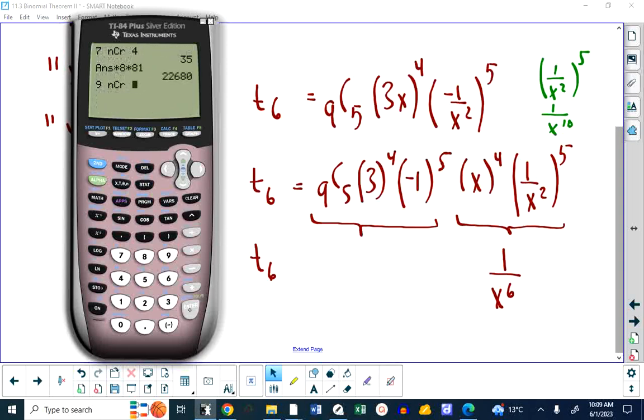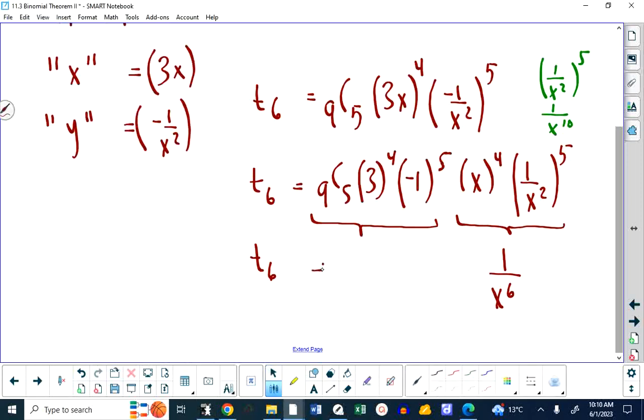9 choose 5 multiplied by 81. I know that 3 to the 4 is 81. Negative 1 to the 5 is negative 1. But if you like, for completeness' sake, that's how you would enter it. Negative 10,206. Anybody else get that? Okay. And this would probably be written as negative 10,206 over x to the 6. Any questions with example 2?